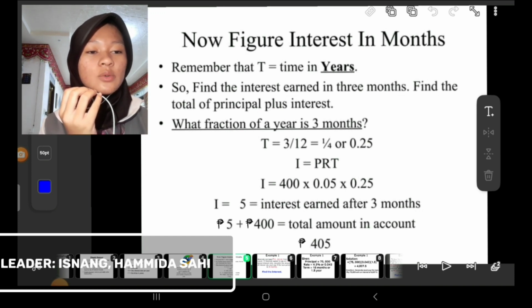So the interest earned after 3 months is the principal multiplied by the annual rate, multiplied by the time or term. So 400 times 0.05 times 0.25 is equal to 5. So you have 5 interest earned after 3 months. So 5 plus 400, interest plus the principal, is the total amount in your account, which is 405. So it added 5 pesos.